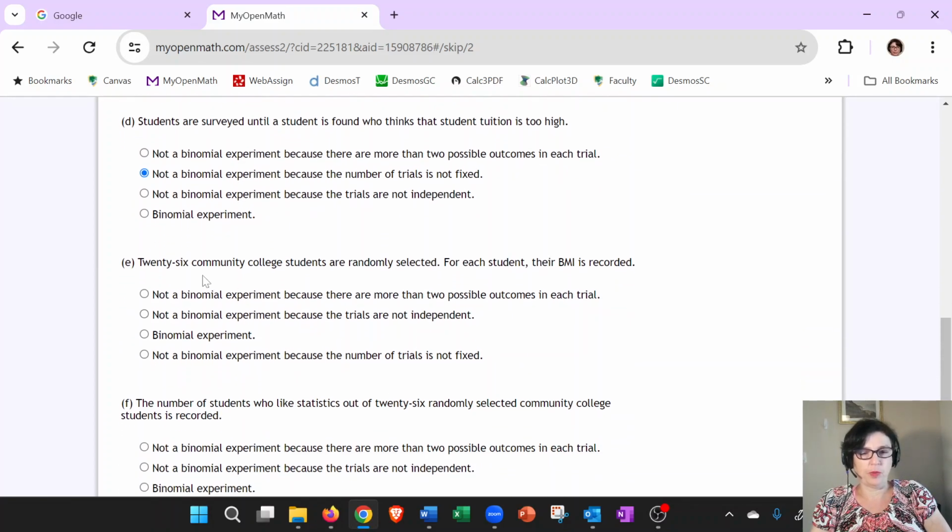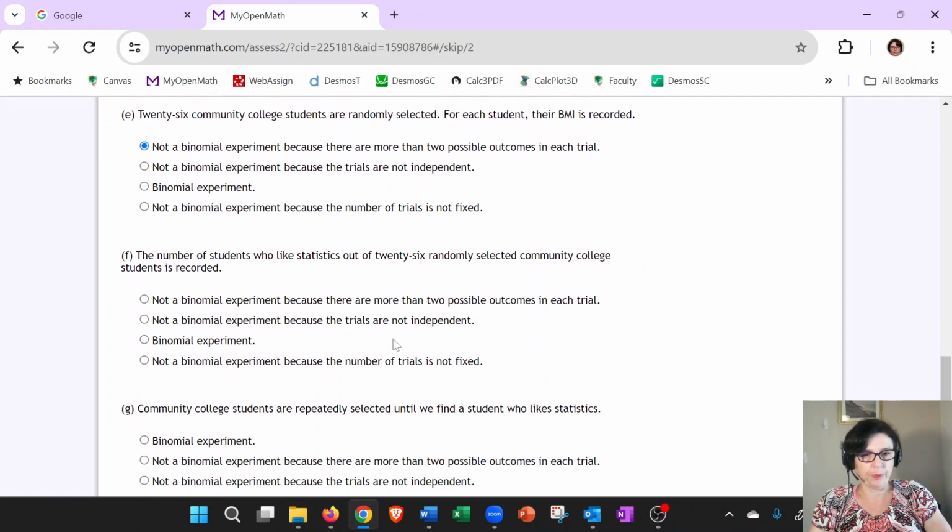Okay. For this question, 26 community college students are randomly selected. For each student, their BMI is recorded. So here we're recording BMI, body mass index. That's not a yes or no response. This is actually some sort of number, right? So that's not going to be two possible outcomes. So this is not binomial.